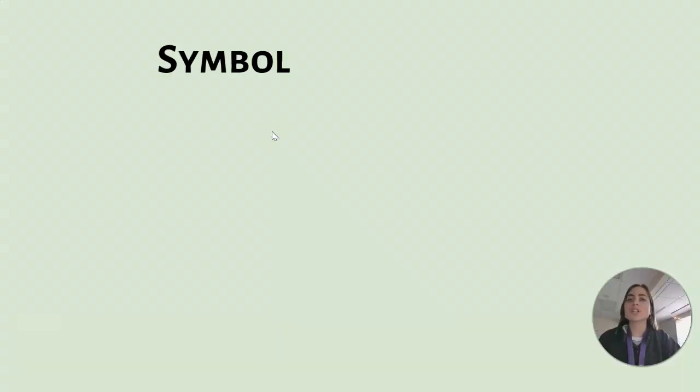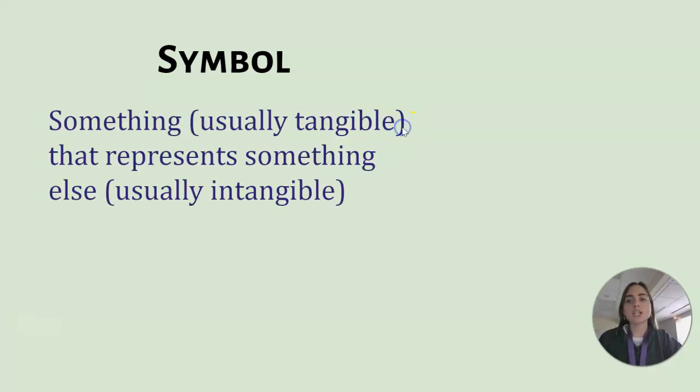You've probably heard the term symbol and symbolism in your English classes before, but we're going to do a little refresher on the definition here. A symbol is something that represents something else. And it's usually something tangible, which means like an object that you could physically hold in your hands, that represents something else, which is usually intangible. So that means like a bigger idea or deeper theme.